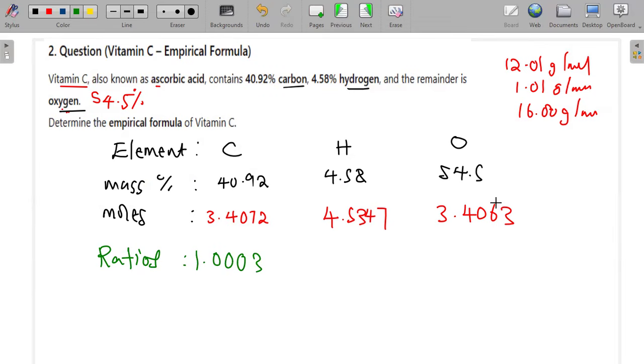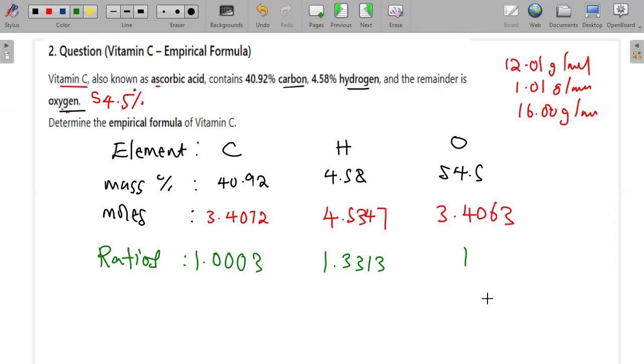So that is 4.5347 divided by 3.4063. Okay, so there I get 1.3313. And then this one, if I divide it by itself, I'm just going to get 1. Okay, so these are the ratios that I have.